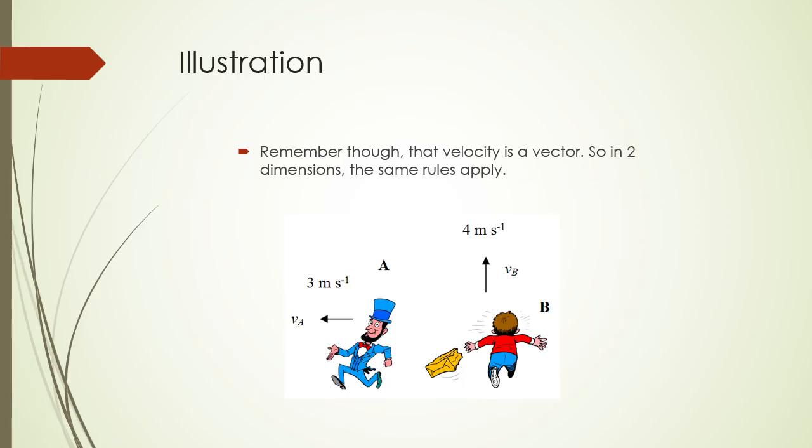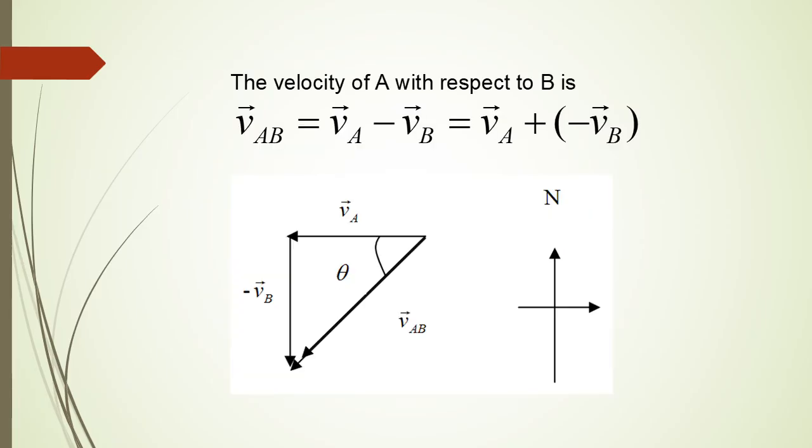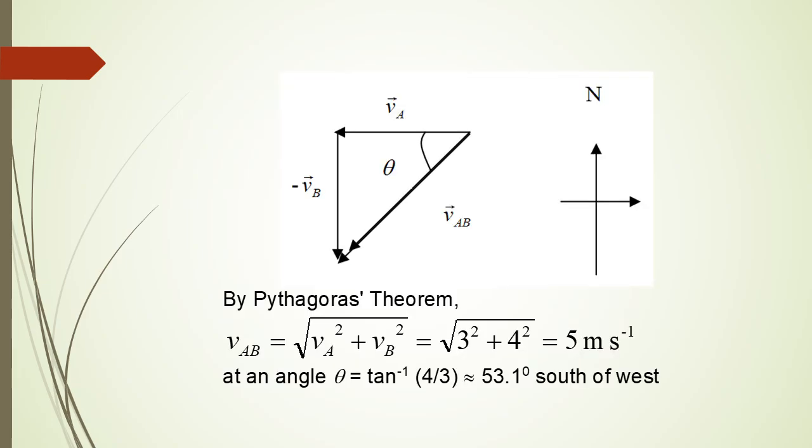What's the velocity of the man in the blue hat with respect to the boy? Well, we'll need to do vector subtraction. So VAB is VA minus VB. So we'll do the mathematics and use Pythagoras theorem to find the hypotenuse of this triangle, which turns out to be 5 meters per second. And then we have to completely define directions for vectors. So we'll take tangent theta and find that it's 53.1 degrees south of west. So from the boy's perspective, the man is running at a diagonal direction at 5 meters per second, 53.1 degrees south of west.